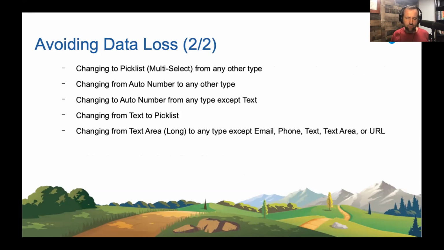And then other examples include changing to pick list, multi-select from any other type. And currently defined pick list values are retained when you change a pick list to a multi-select pick list. But if records contain values that aren't in the pick list definition, then those values are deleted from those records when the data type changes. Other cases that could lead to potential data loss include changing from auto number to any other type, changing to auto number from any type except text, changing from text to pick list, and changing from text area long to any type except email, phone, text, text area, or URL.